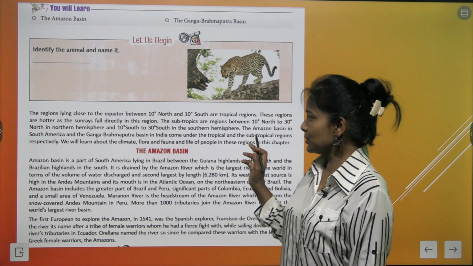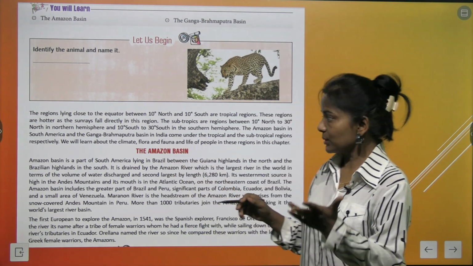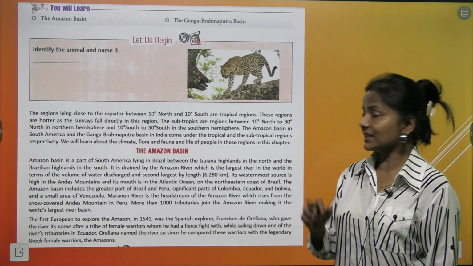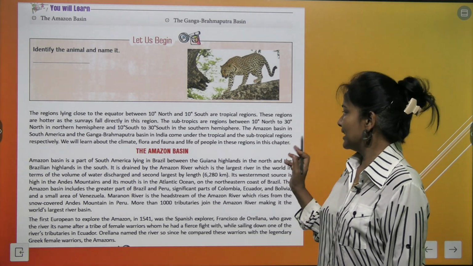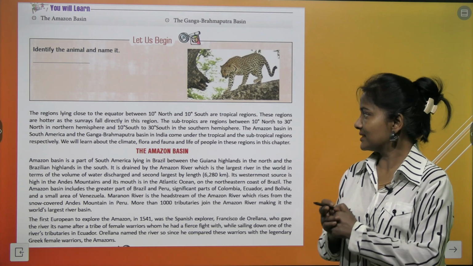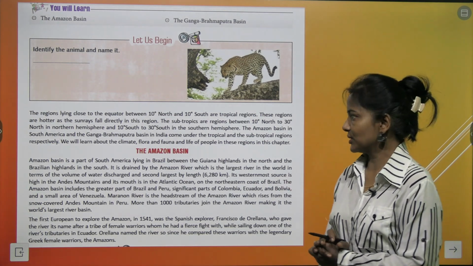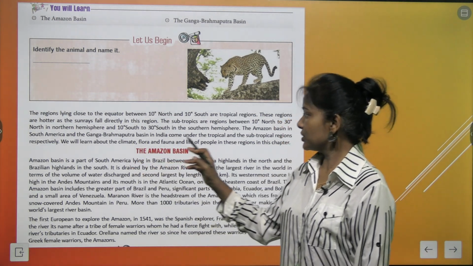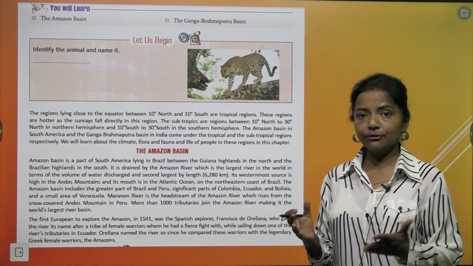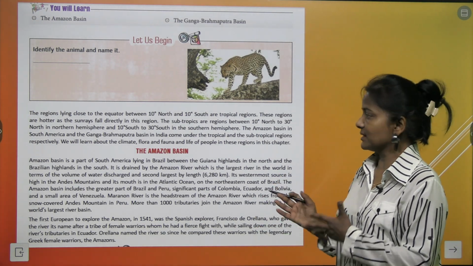Means the Amazon basin जो कि South America में है, वो कौन सा region है? They are tropical regions. And the Ganga Brahmaputra basin in India is the subtropical region. We will learn about the climate, flora and fauna and life of people in these regions in this chapter.